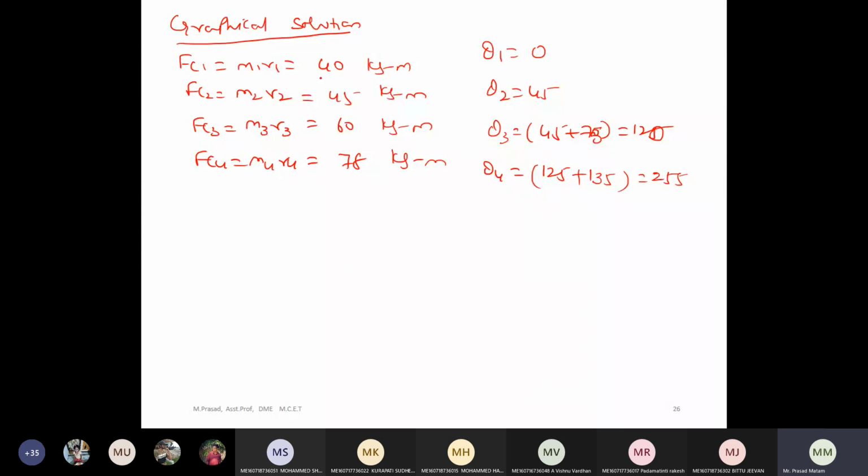So first force, first centrifugal force, is 40 kg meter, located at an angle of 0 degrees. This 40 is the product of M1 into R1. I am using different colors for all the masses. So this is the first mass, M1. What is the M1 value? Can anyone answer?